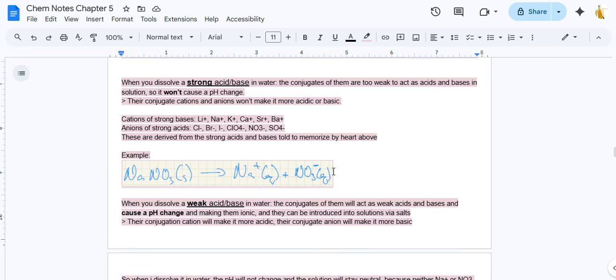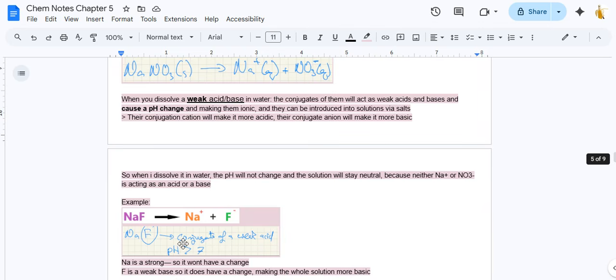And in this equation, we can see Na plus is here and NO3 minus is here on the list. So, remember what we said about cations and anions of strong acids and bases. It won't cause a pH change. So if we dissolve this salt in water, the pH of the water will stay the same.